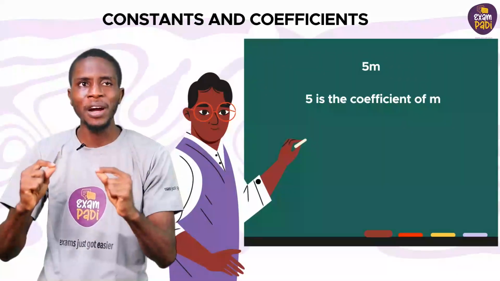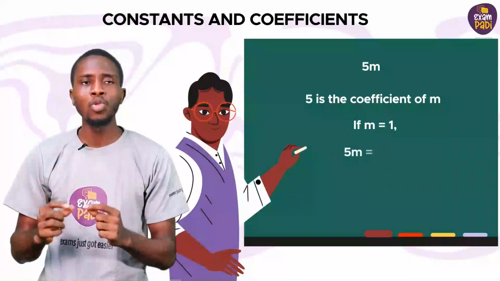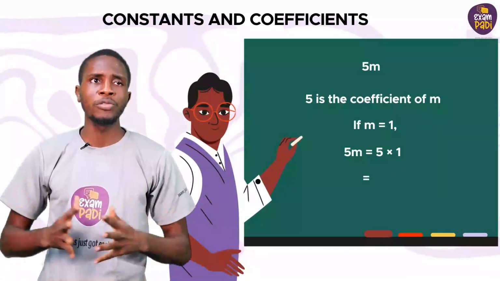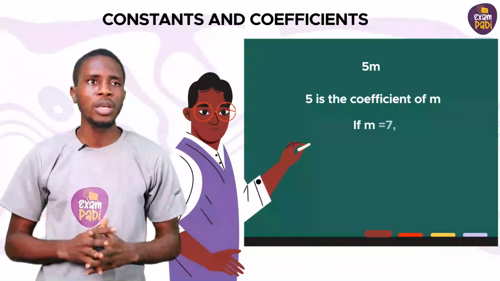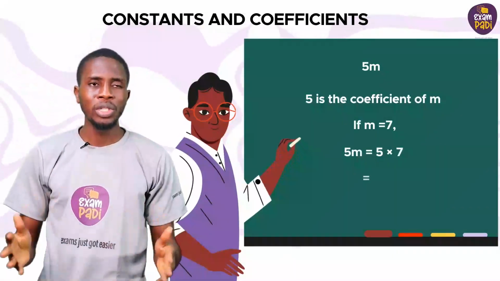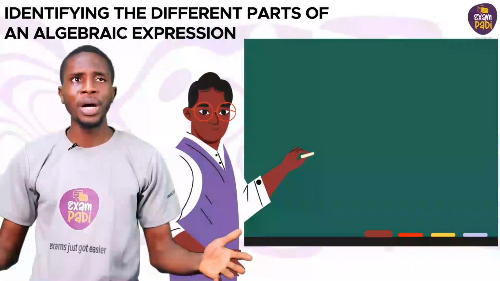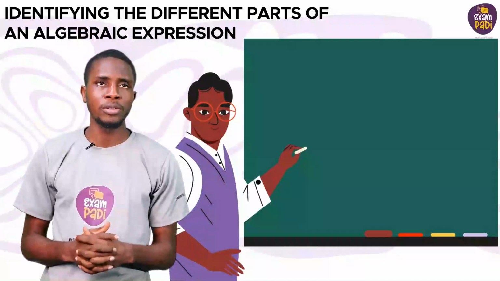In 5m, the 5 is the coefficient of m. We know there are 5 m's. If m equals 1, then 5m equals 5 times 1, which equals 5. If m equals 7, then 5m equals 5 multiplied by 7, which gives us 35. How do we identify the different parts of an algebraic expression?